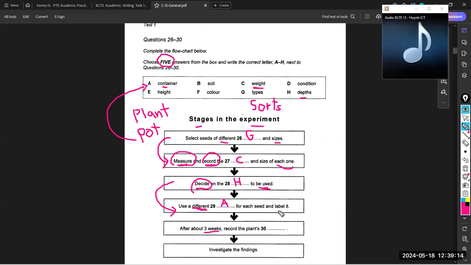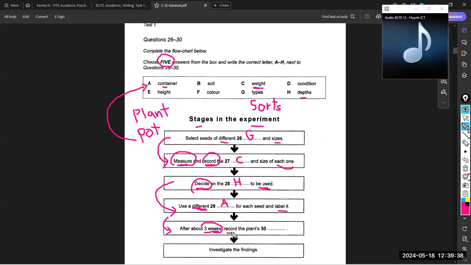Right. Then we need to label them. We can use different colored labels. Then we wait for the seeds to germinate. I reckon it'll be about 3 weeks, depending on what the weather's like. Then we see if our plants have come up.